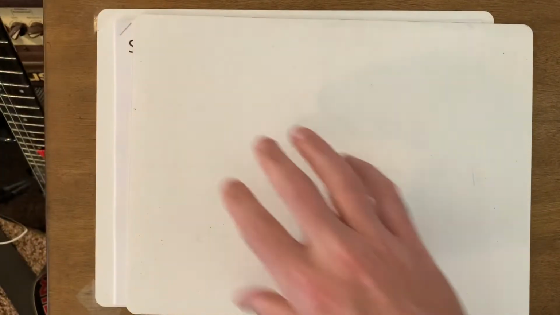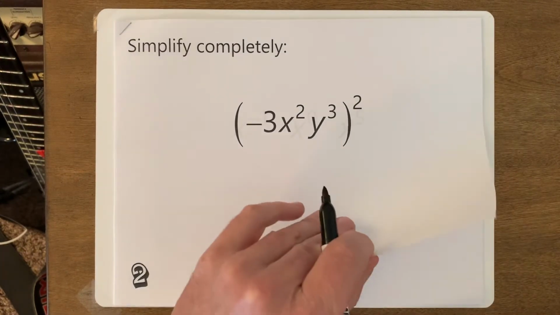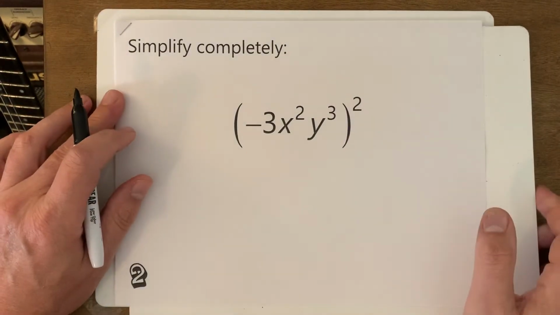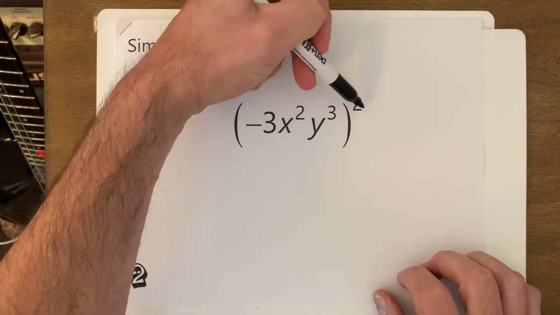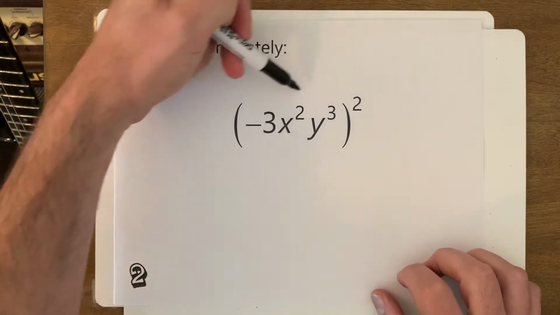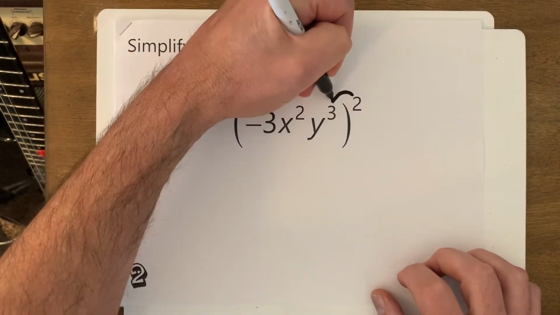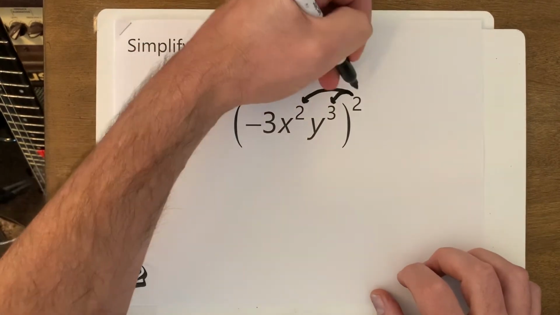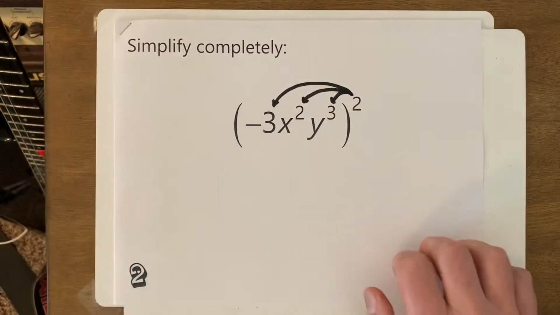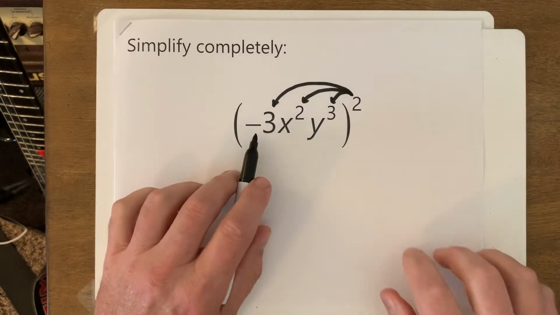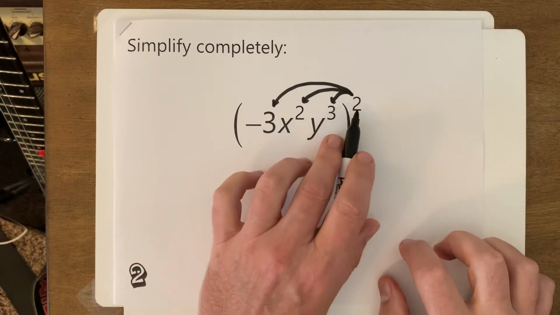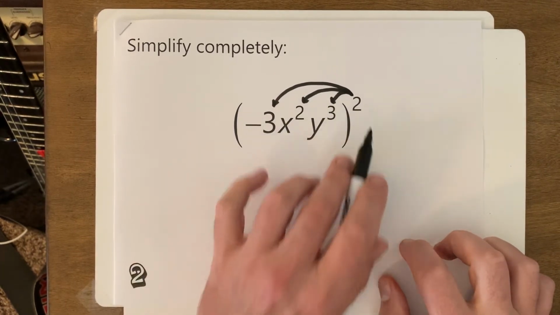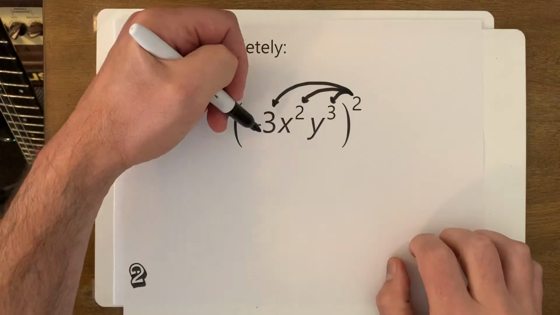All right, so here's our second one. In each one of these, I'll explain which property I'm using. So this time, I'm going to use the property that says when I have an exponent here, it distributes to everything in here. So this distributes, that distributes, and that distributes. If you have a number that's being raised to a power, you want to actually evaluate that. So -3 squared, well, -3 times another -3 is +9.